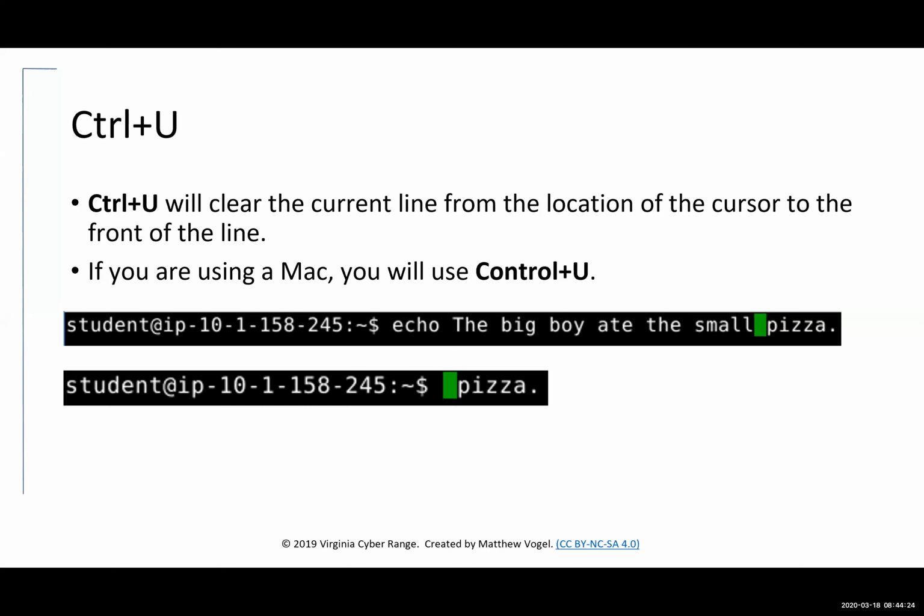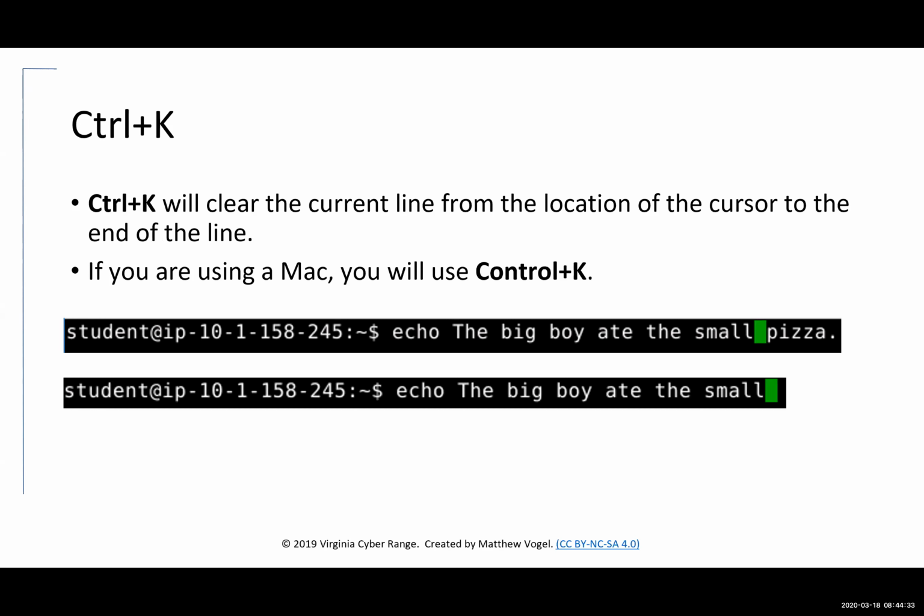So Control U clears from the current location of the cursor to the front of the line. Okay, then what's the next thing after that? Maybe I want to clear the line from the location of the cursor to the end of the line.